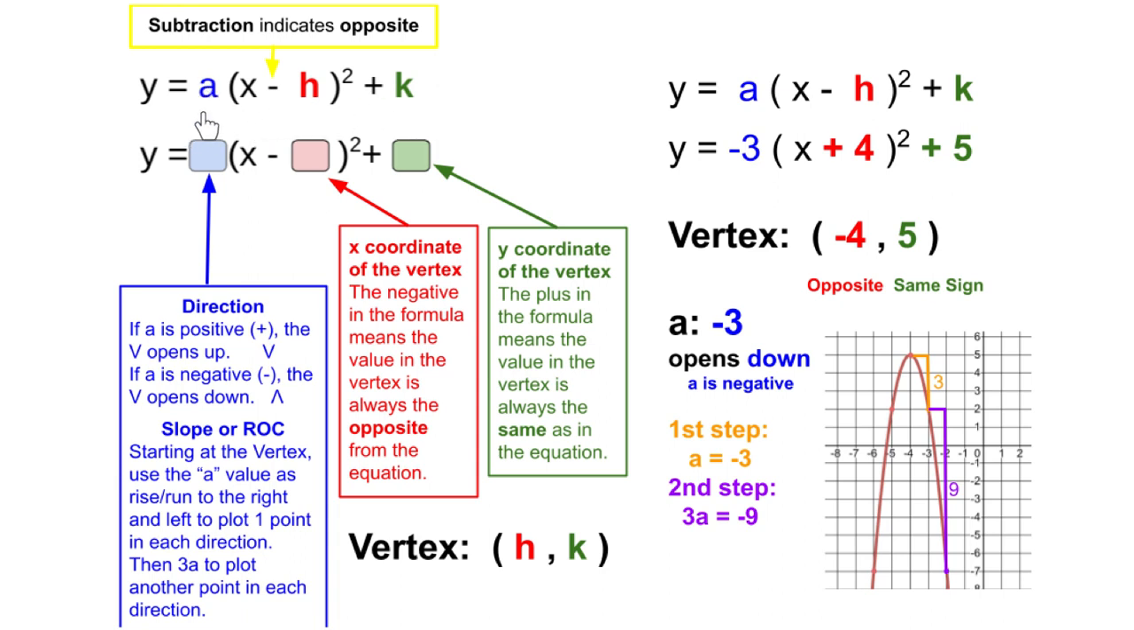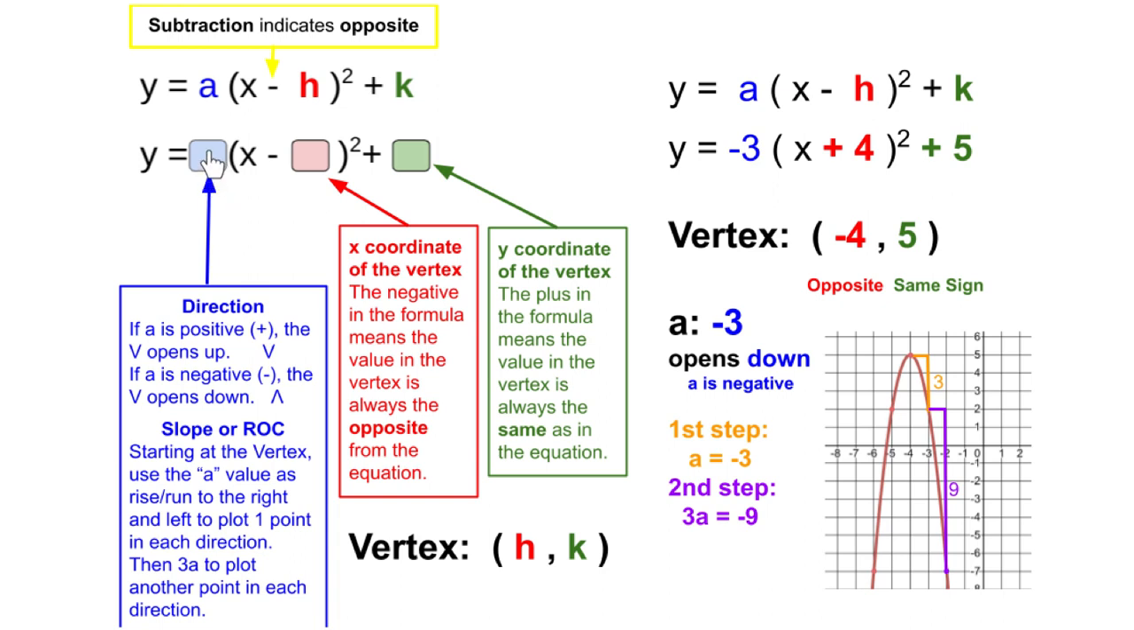Here's our general equation. These are the placeholders that we're looking for. This negative is always going to indicate opposite. So in the ordered pair, you'll have the opposite. So in this example, I have a +4 inside my parentheses. That means I have a -4 for the vertex. For the k value, it's the same, plus k, and so that's the y coordinate of the vertex. So in this example, I see a +5. That means I have a +5 right here, and so that's plotted right here. Left 4, up 5, that is my vertex.